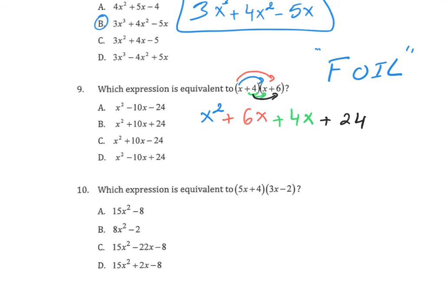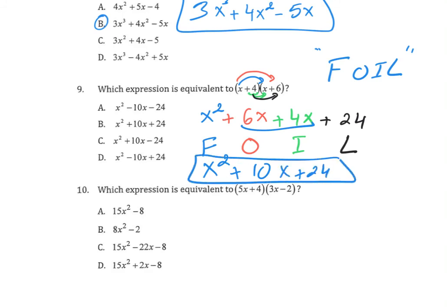So as we can see, that's going to be first, right? Will be outer. And that will be inner for the green one, right? And the last one we have last. Now we need to combine those terms here. We haven't done that yet. So it's going to be x squared plus 10x, because we have to combine the middle term, the same term, 10x plus 24. And that's going to be the answer, right? Which is going to be B.